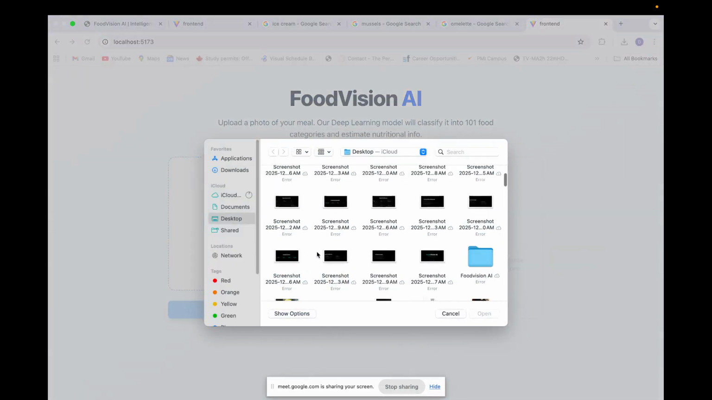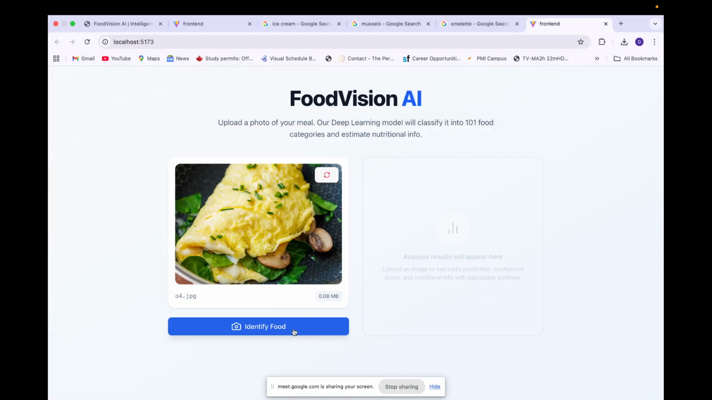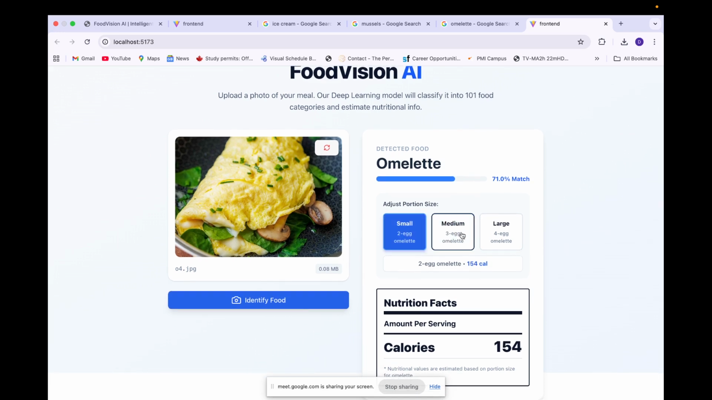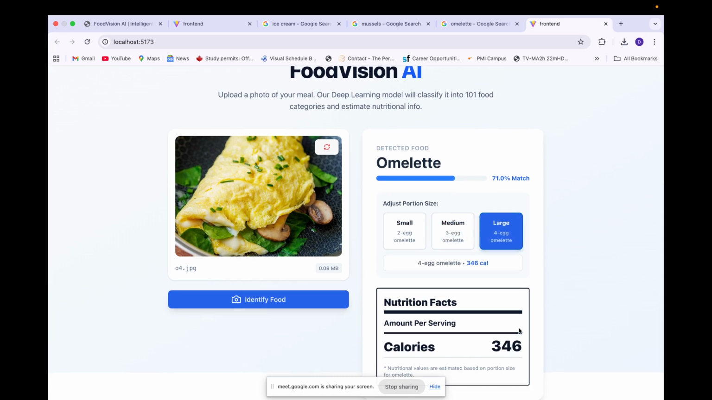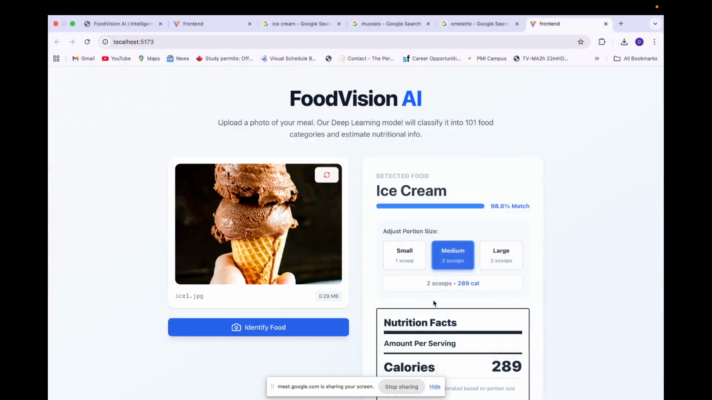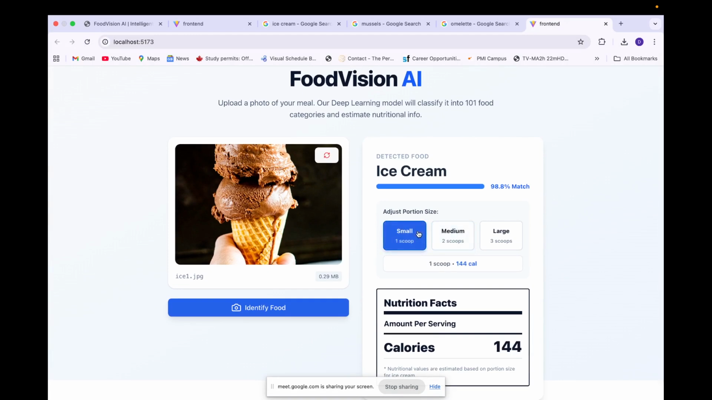Now suppose we take another image. Let's take this one. This is an omelette. For the omelette it says 71% confidence, also because the image is a confusing one. For small, for a 2 egg omelette it's 154 calories, for 3 egg it's 231, and for 4 egg it's 346. So based on the food it will give you the portion size. For omelette it's eggs, and for other foods it's other units, and it says how many calories are present. Also let's do ice cream. For ice cream it says how many scoops, and how many calories are present. So that's the ice cream.